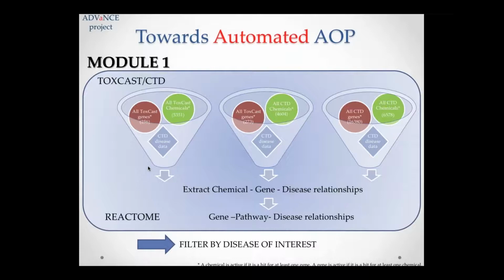Once we extract these relationships, we try to add some information about the pathways in which they are involved from Reactome. So at the end, we have the chemical-gene-pathway-disease relationship. And at this point, we can filter by any disease of interest to see what kind of information for this disease is available from these databases.